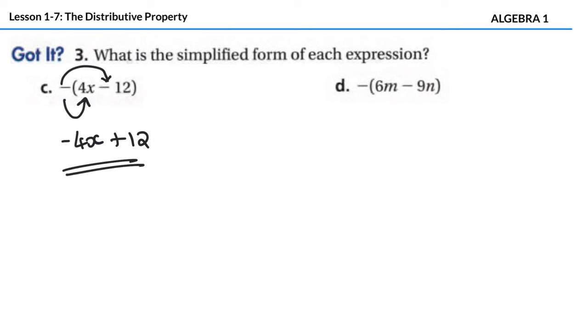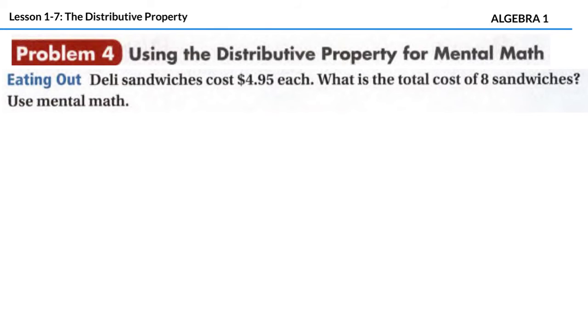Okay, negative times 6m minus 9n. Use the distributive property. Negative times 6m, negative 6m. Negative times negative, positive 9n. That's the answer. Great going. Let's move on and try some application problems. Let's try to use mental math over here. Daily sandwiches cost $4.95 each. What is the total cost of 8 sandwiches?